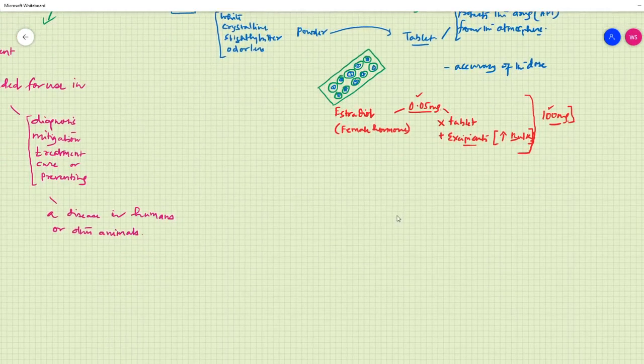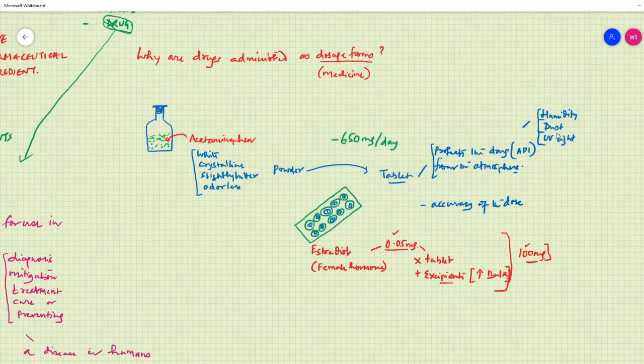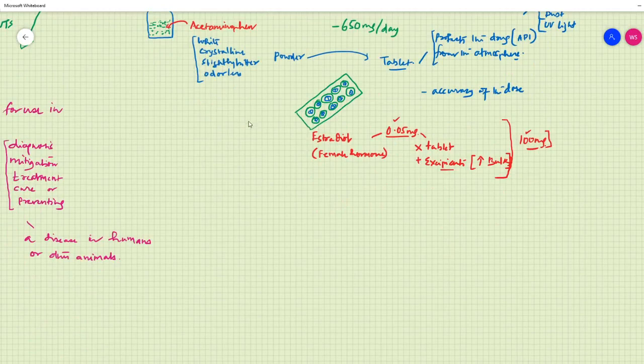So it protects from the atmosphere. Another variable in the atmosphere is definitely oxygen. Oxygen might oxidize the drug. So these are the most important variables in the environment. The other thing is some drugs are degraded by acid in the stomach.